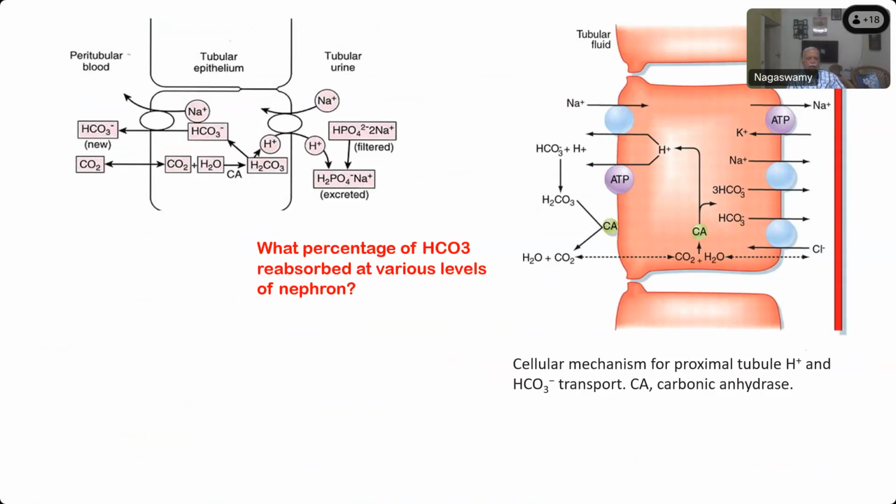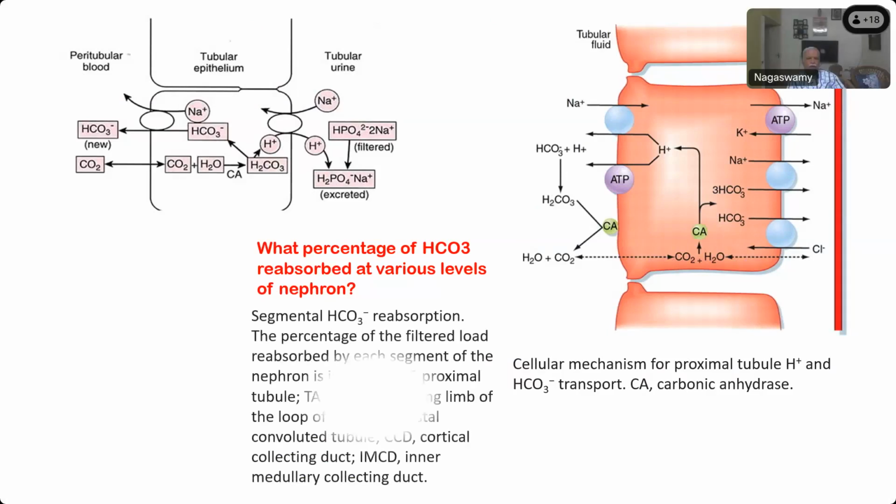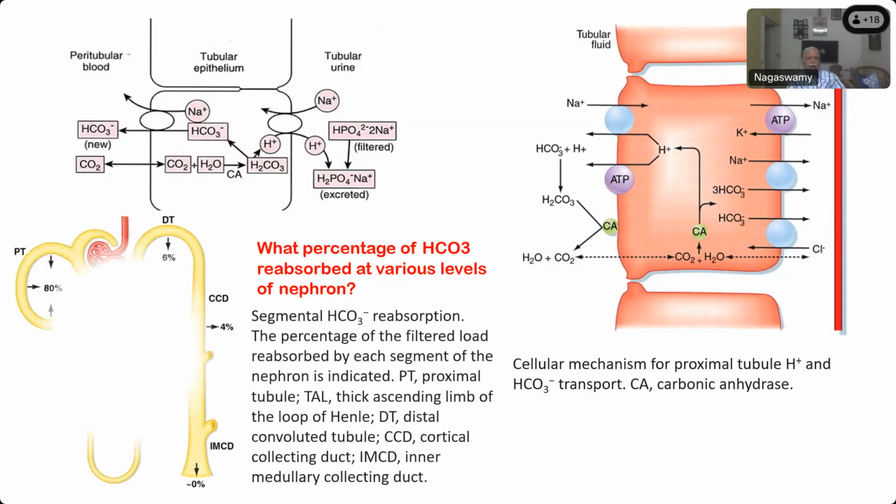So bicarbonates are reabsorbed. Is there any percentage of how much is reabsorbed at the various levels of the kidney? Almost 90% in the proximal convoluted. Very good. Majority is in the proximal convoluted tubule, almost 80%, 10% in the thick ascending limb of the loop of Henle, 6% in the distal tubule, 4% in the collecting ducts. Okay, so 80, 10, 6, 4.